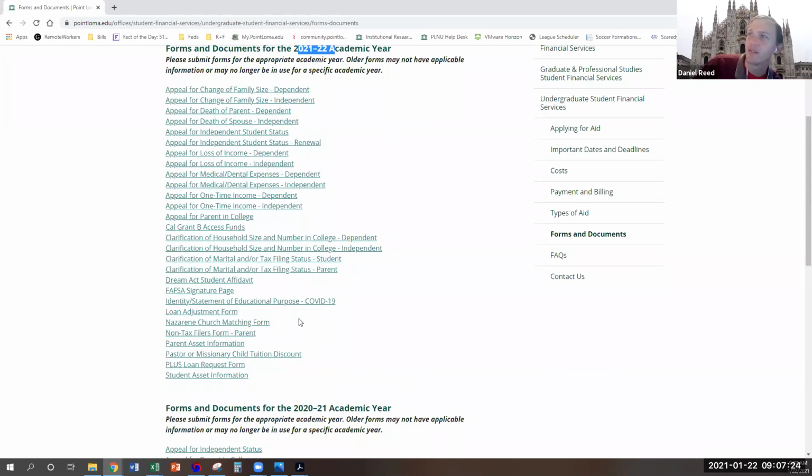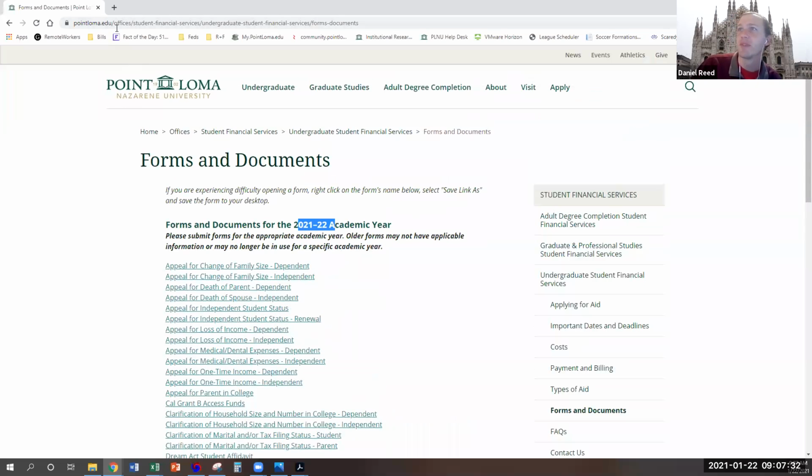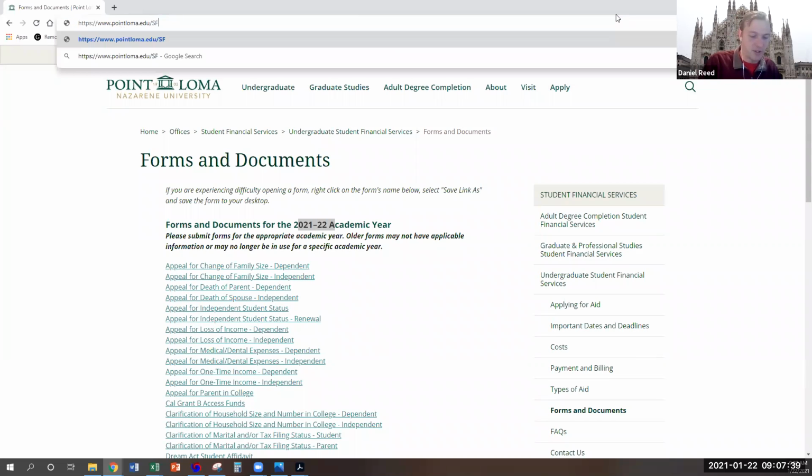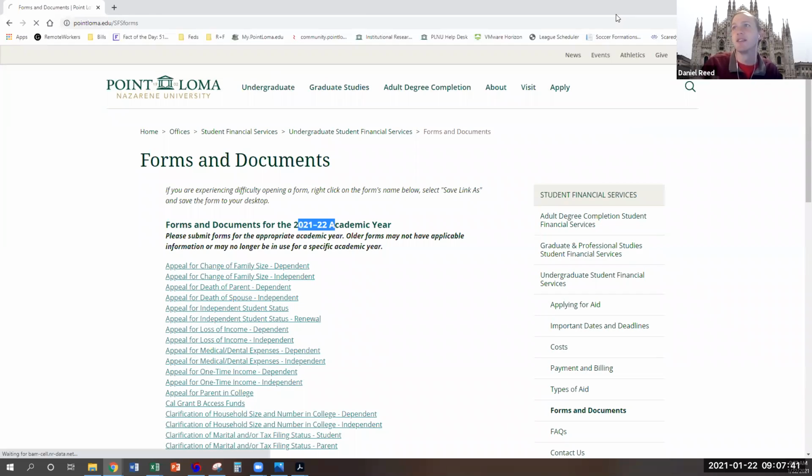I think there's 1 or 2 forms that we're still putting some finishing touches on that'll get up there, but this is the vast majority. And in case you didn't know, I got here by going to pointloma.edu/SFS forms, which is a quick link that just gets you right here. So that's a helpful short link that we have IT create for us.